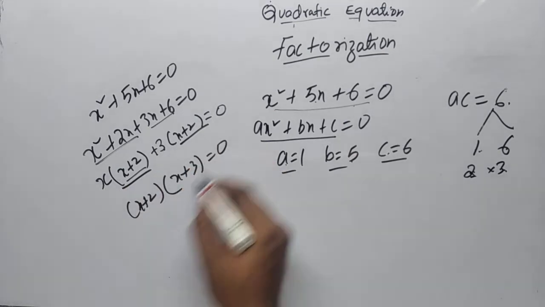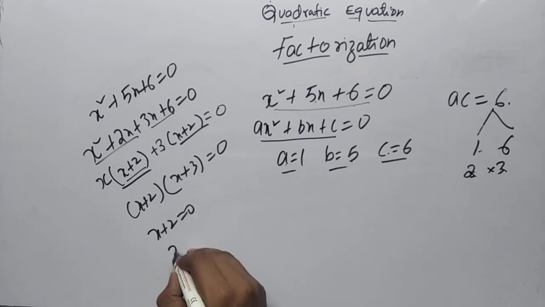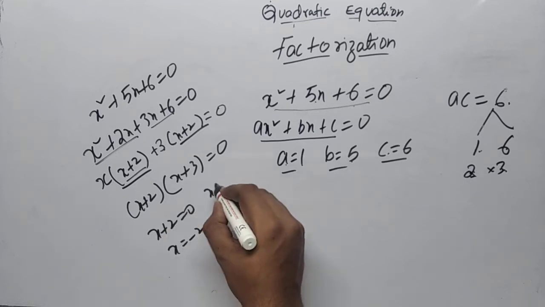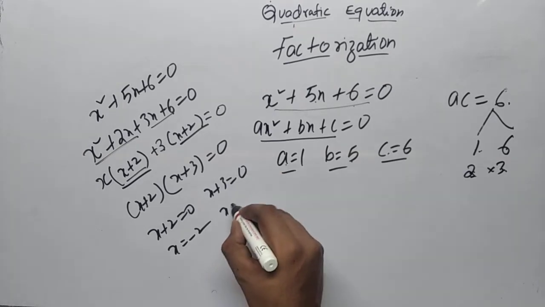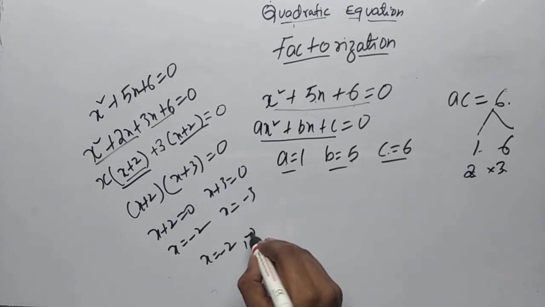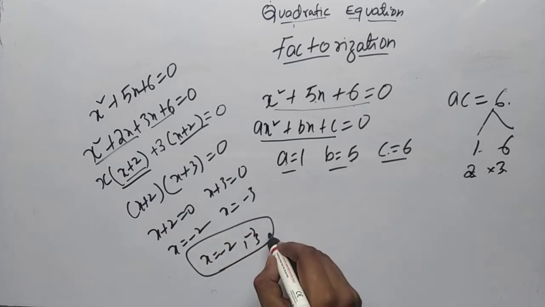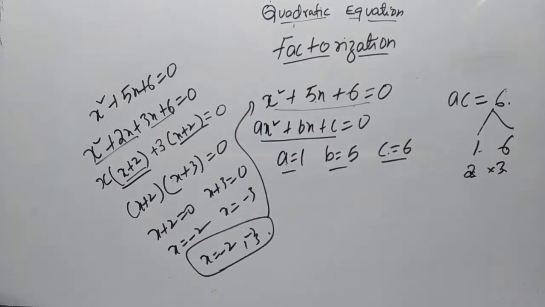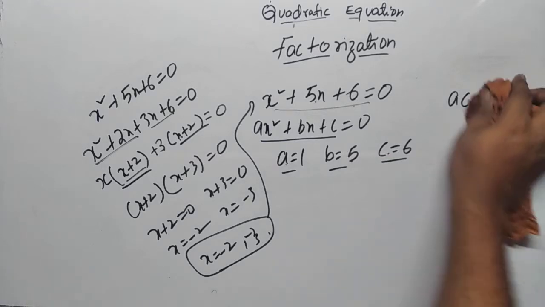Now you just compare with the equation. x plus 2 is equal to 0, so we get x is equal to minus 2. Next, x plus 3 is equal to 0, so x is equal to minus 3. So x is equal to minus 2, minus 3 are the solutions or the roots of this quadratic equation. This is how you can solve a quadratic equation with the factorization method.